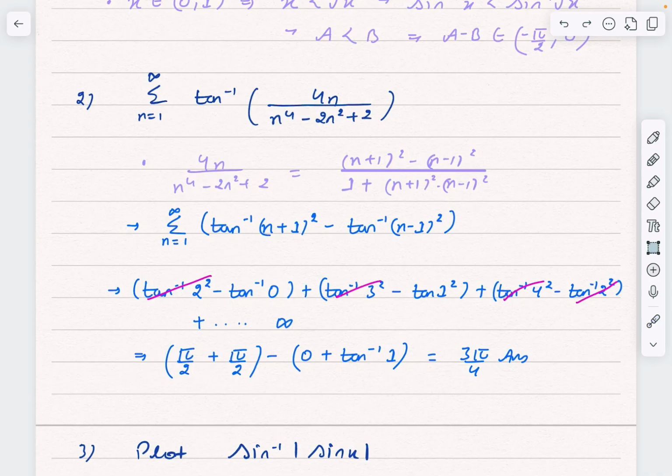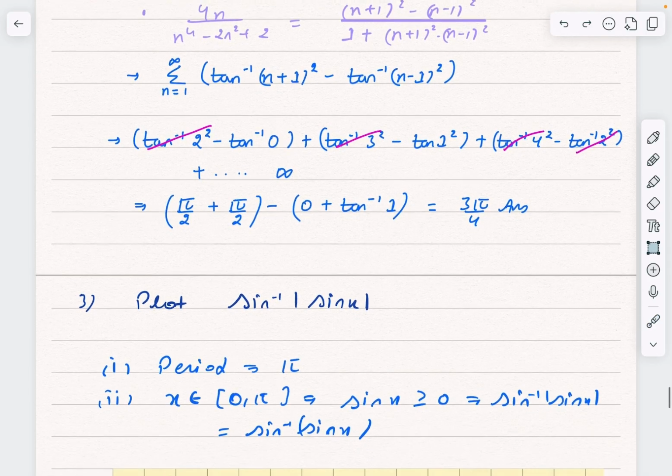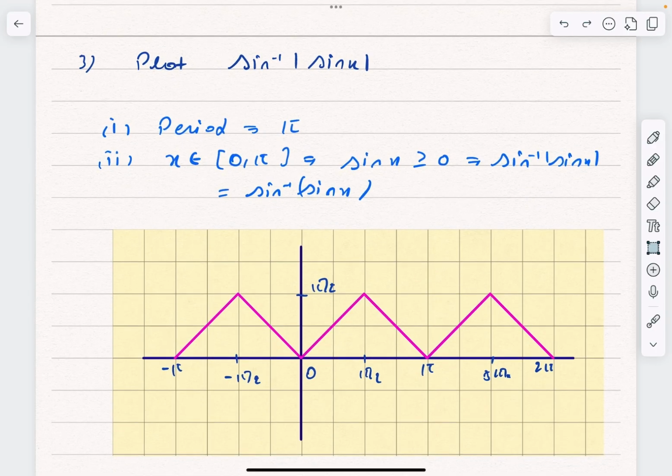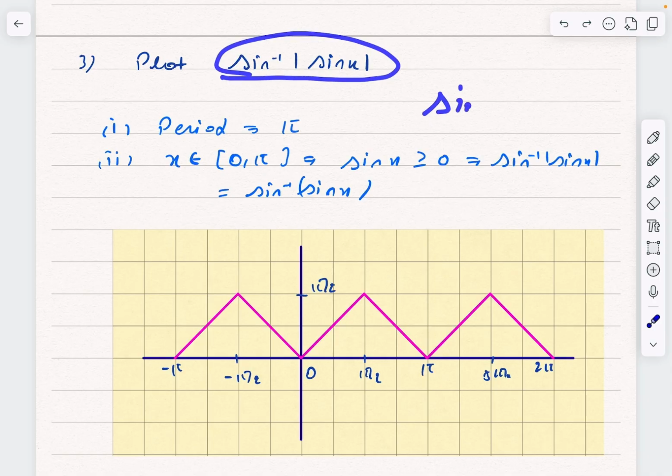Okay, well, last problem for now. How do you plot the graph of sine inverse of mod sine x? It might sound easy, but people do get confused here. So I'll just give you a very simple technique. For sine inverse mod sine x, we remember the graph of sine inverse sine x. We'll try to use that here.